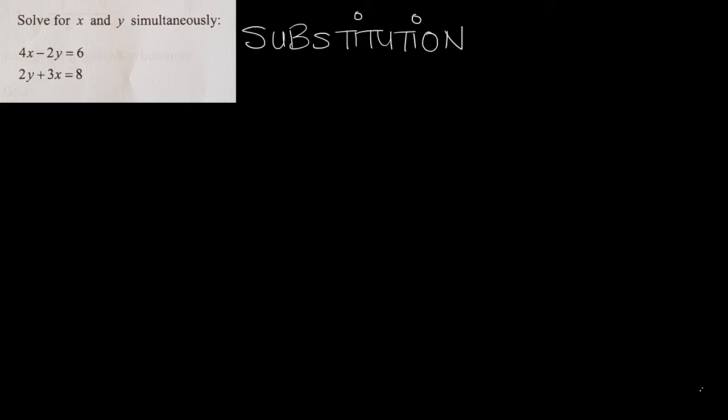So the first thing we will do is label this as equation 1 and this as equation 2. So you're telling the examiner that when you make reference, these are the equations you will be speaking of. Before we write down anything, we will examine both equations and look for an easier way of simplifying it in terms of y.